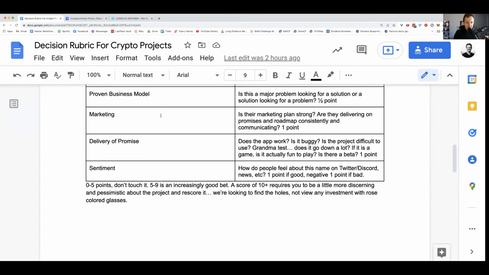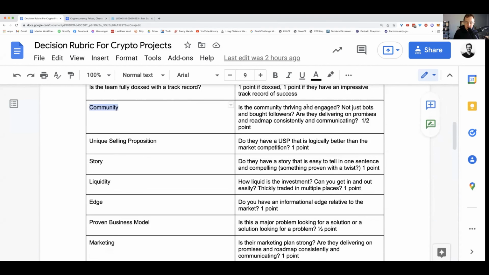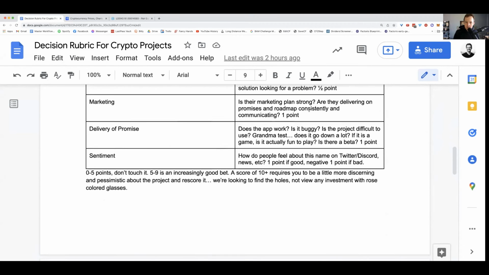All right. So we have a proven business model. Marketing. Is their marketing plan strong? Are they delivering on promises and roadmap consistently and communicating? This is kind of what we talked about earlier when we talked about community. I would kind of break this into community and marketing. So is their plan strong? Objectively, does it feel like it's going to work? Are there marketing people on the team or in the community that can help them get the word out?